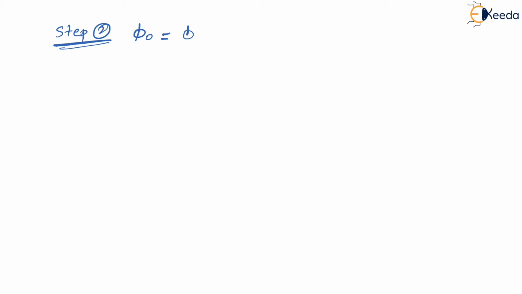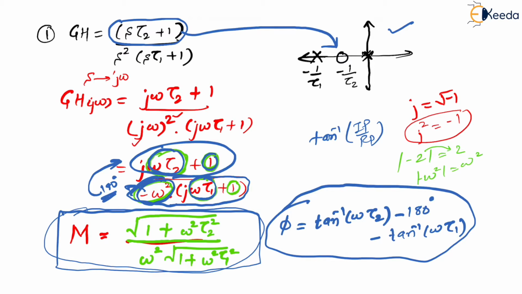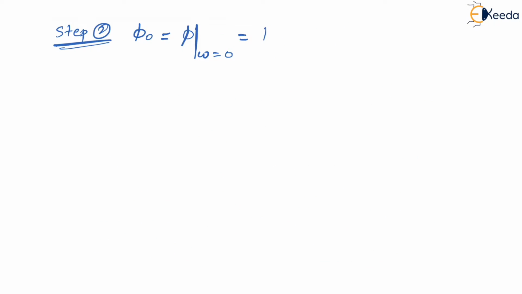What is phi 0? Phi 0 means phi at omega equal to 0. Let us put that. If you place it in this equation, you get tan inverse of 0 minus 180 degrees minus tan inverse of 0, right? So what do we get here? Tan inverse of 0 is going to be 0, tan inverse of 0 is going to be 0, so here we have this minus 180 degrees.